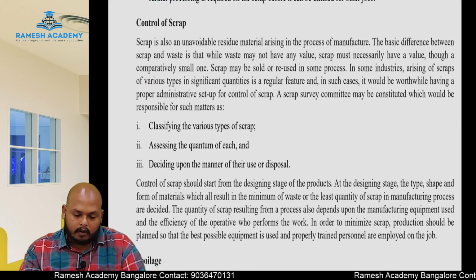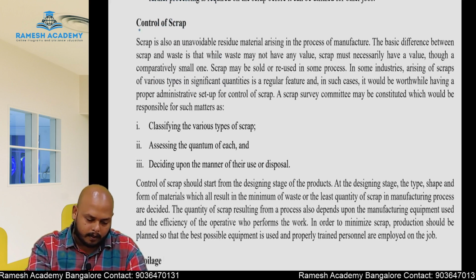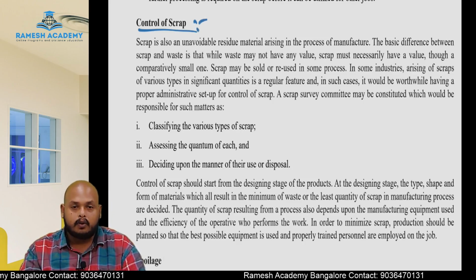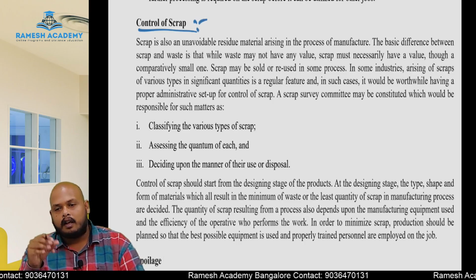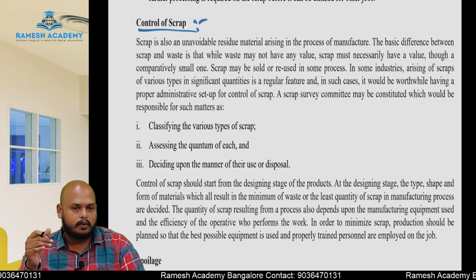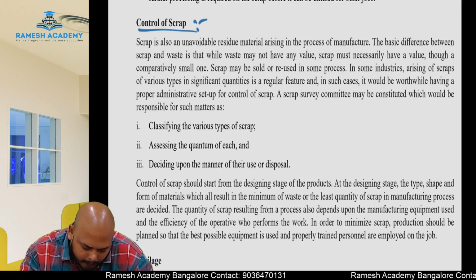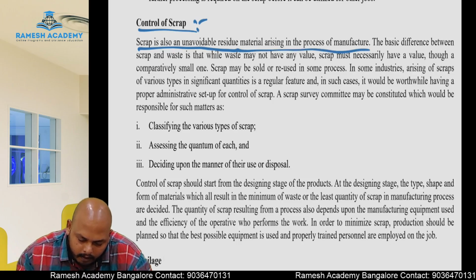Next, Nana, control of scrap. This is not that important, but we can still go through it, Nana. Scrap is also an unavoidable residue, Nana. Scrap also we cannot avoid. Why? Because if you give an input of 100, we will not get a complete output of 100 finished goods, Nana. There are certain residual items also which we will get. That is the reason scrap is also an unavoidable residual material arising out of the production process, Nana.